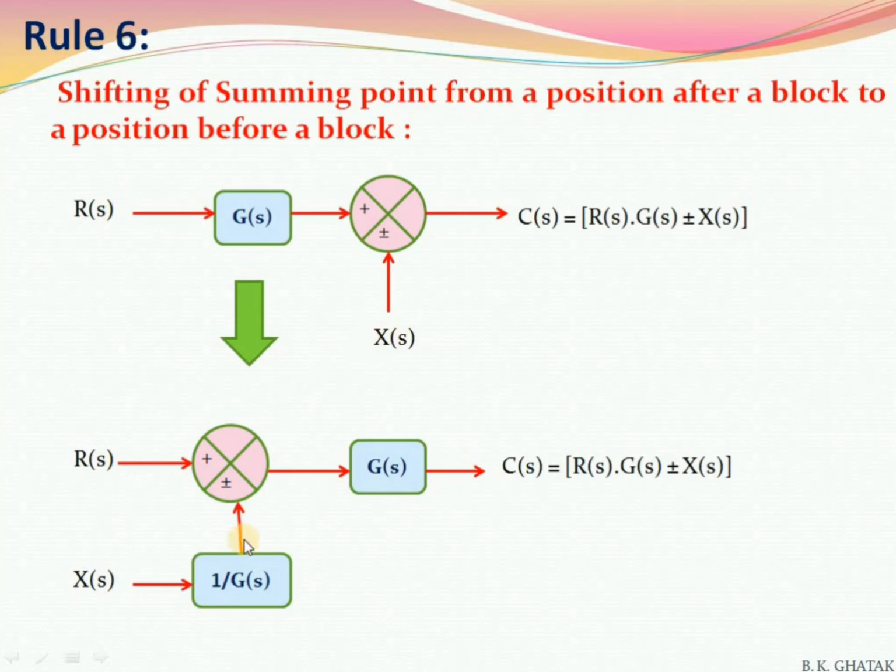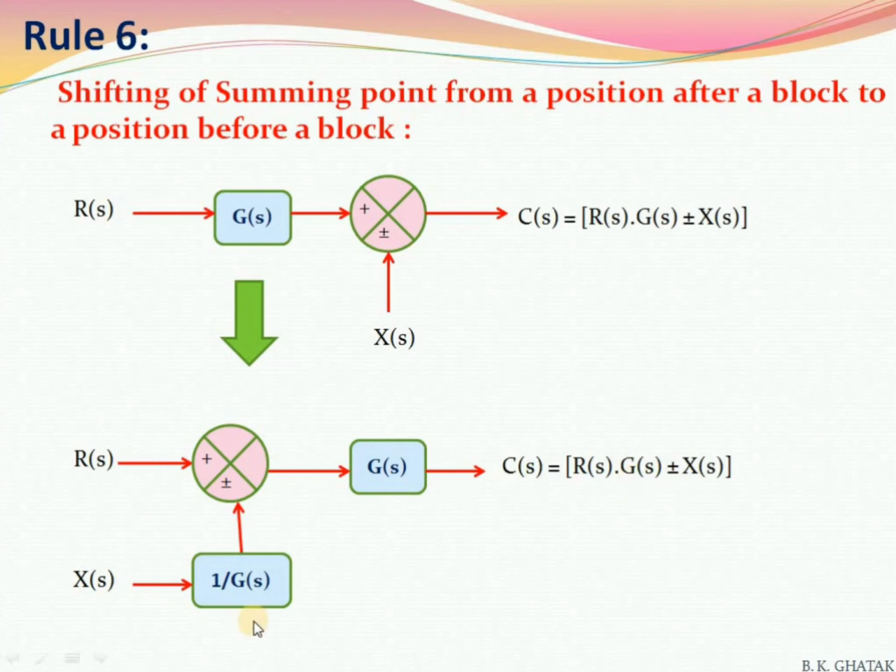If we applied the XS directly here, what is the output of the summing point? The output of the summing point is RS plus minus XS, and that should be multiplied later with GS, and the function should be CS equal to RS plus minus XS into, in bracket, GS. So that GS should be eliminated.